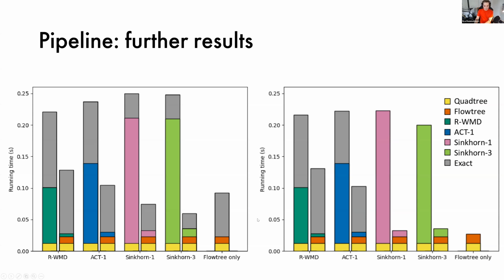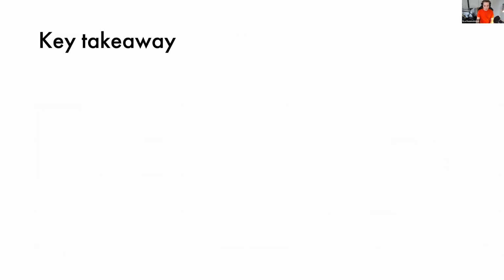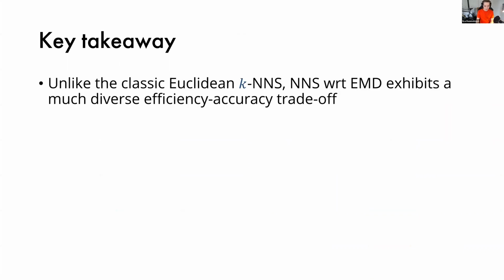So basically, that's the point. FlowTree improves things always. And optimal pipelines consist of quite a few algorithms. Okay, we're almost done. So what's the key takeaway?